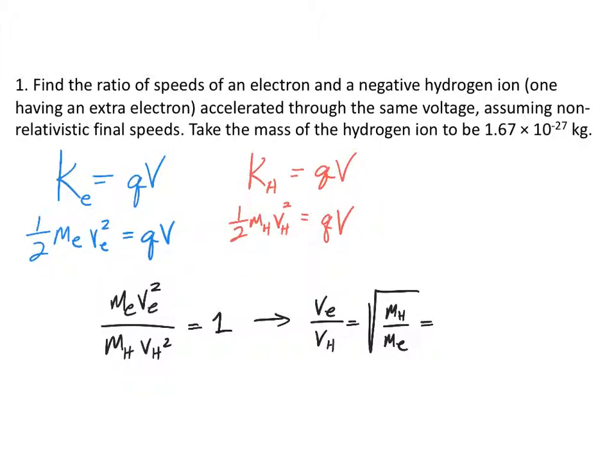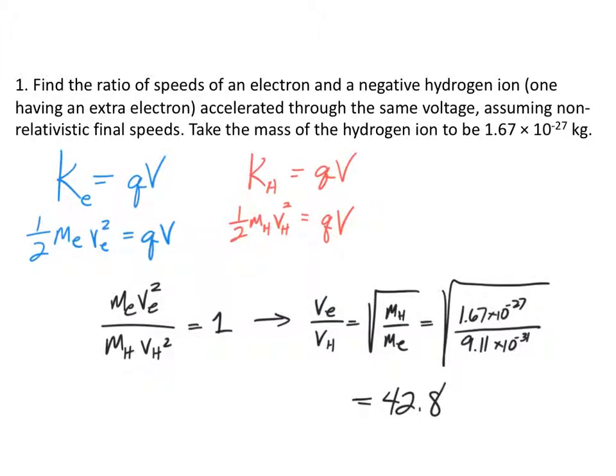And so the mass of a hydrogen ion, well, let's see, oh, it's given. I knew it did that for a reason. 1.67 times 10 to the minus 27th. And then an electron is 9.11 times 10 to the minus 31 kilograms. And that ratio is 42.8.